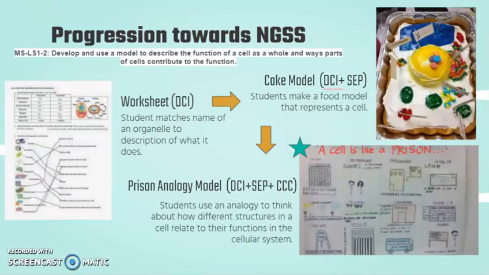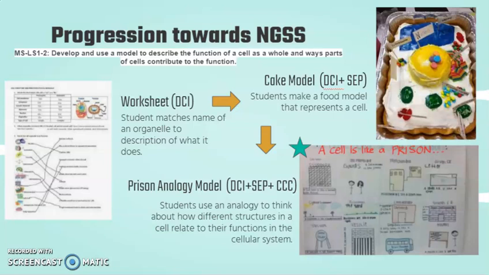To provide an example for our life science teachers out there, this is a middle school life science standard that says develop and use a model to describe the function of a cell as a whole and ways parts of cells contribute to the function. So if you're in a traditional classroom, you might think that a content-based worksheet where students match the name of an organelle to the description of what it does would do the trick.